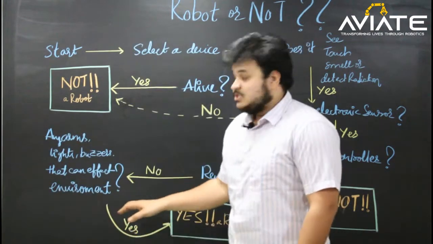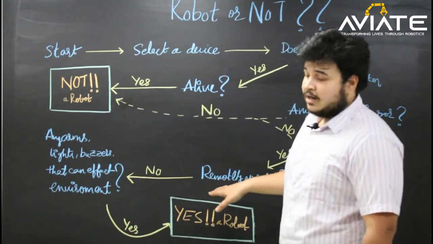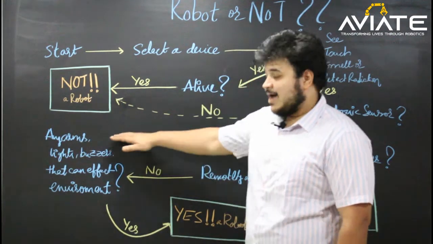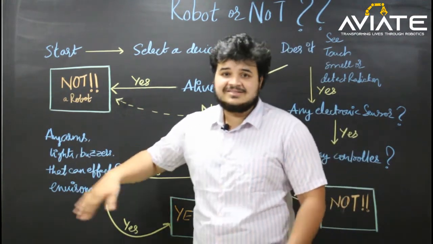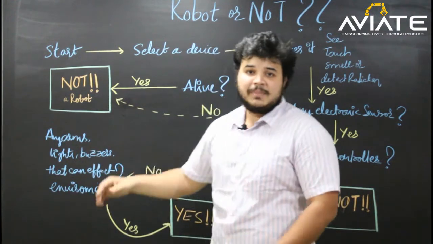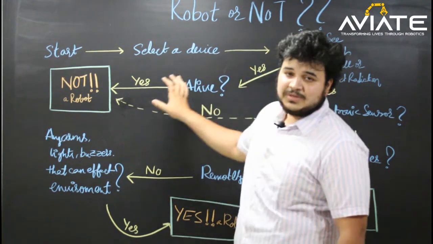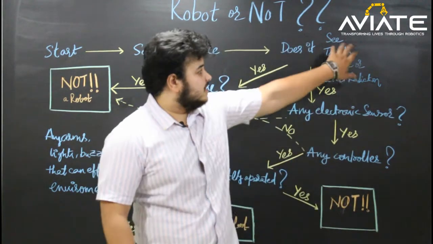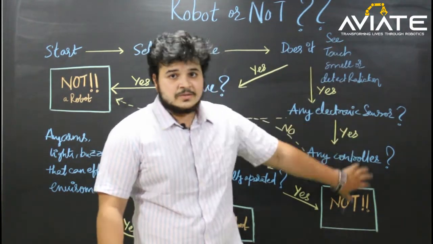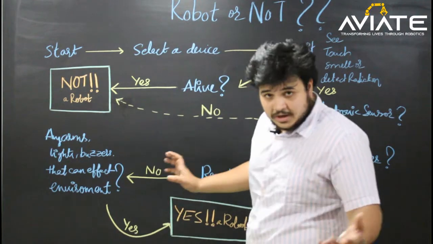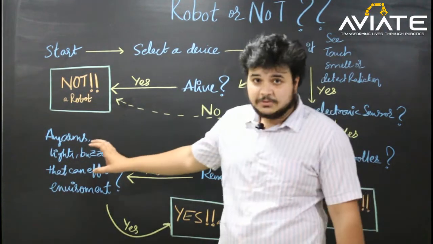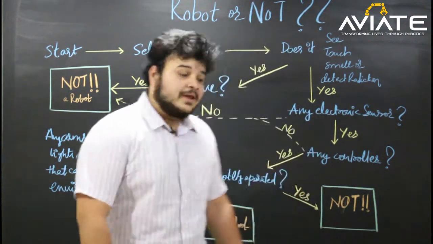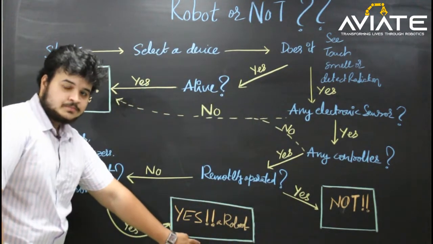And if it is still not a remote control car, but it is having a few peripherals like arms or lights or speakers that react to the environment depending upon the sensor data that is being driven to the controller, so it's not teleoperated but still it is reacting to the environment because of a few peripherals on it, then it is definitely a robot.